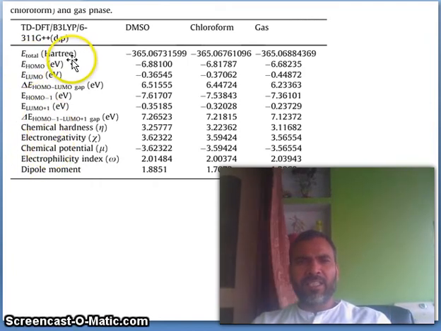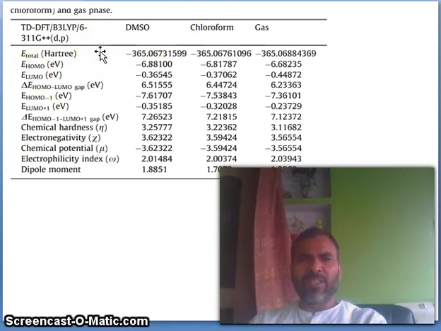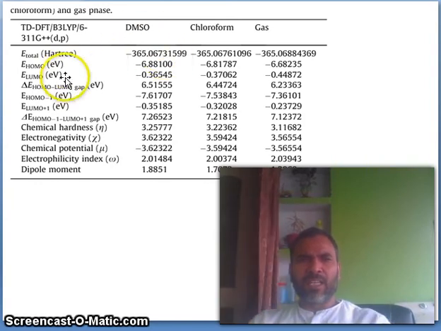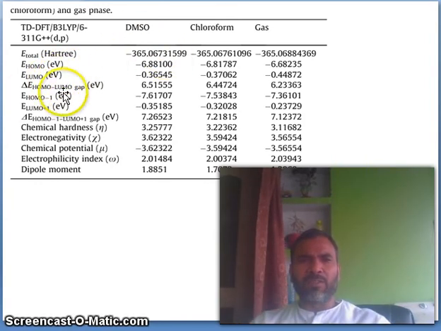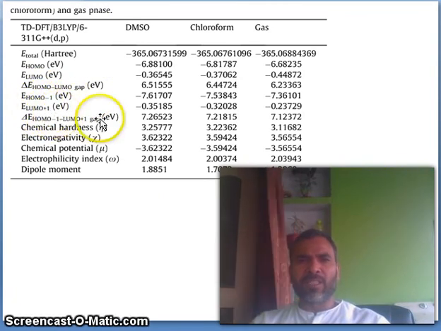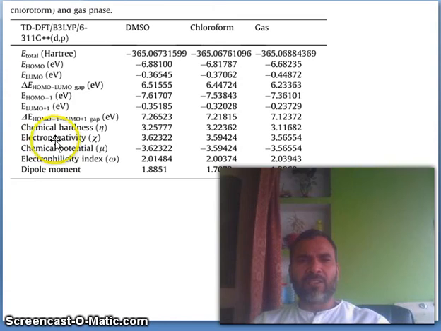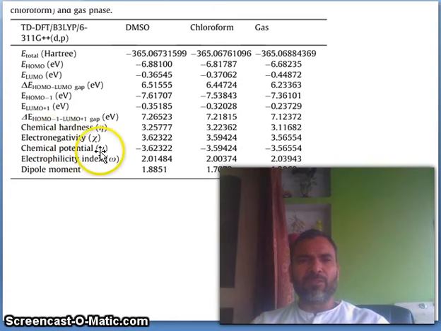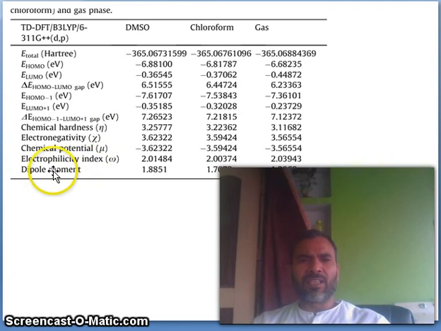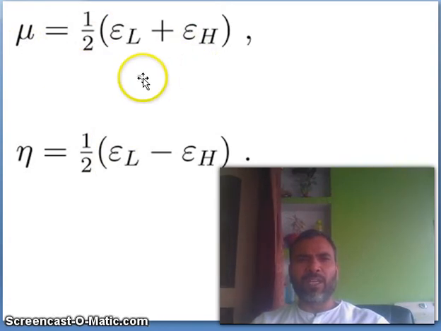Total energy in Hartree in different solvents, E HUMO, E LUMO. If you have calculated in different solvents, then you will get the HOMO and LUMO, and then you can calculate the total energy gap, and then HOMO minus 1, LUMO plus 1, and then the energy gap between HOMO minus 1 and LUMO plus 1, chemical hardness eta, electronegativity chi, chemical potential mu, electrophilicity index omega, and dipole moment. You can see this is the chemical potential. You can use this formula.